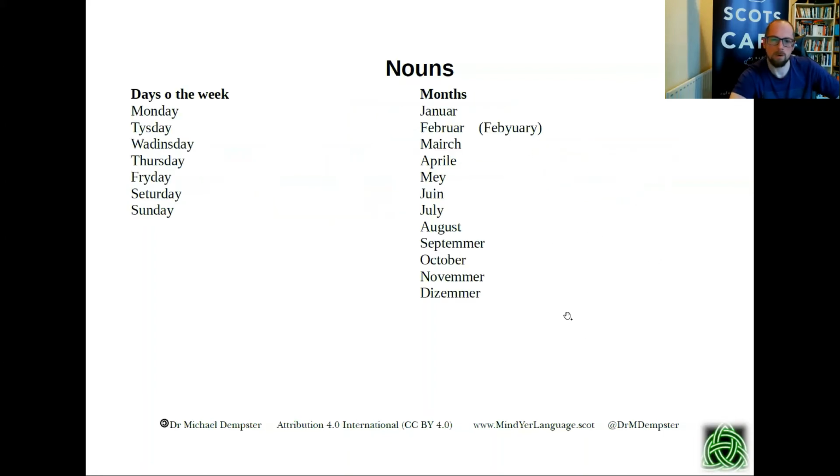A wee quick example is numbers and days of the week and months, which take proper nouns. So to quickly go through these, you've got Monday, Tuesday, which most folk will say Tuesday, Wednesday, but it still maintains the 3 syllables of Scots. It's no Wednesday. Thursday, Friday, Saturday and Sunday. So that's pretty much the Scots for the days of the week.